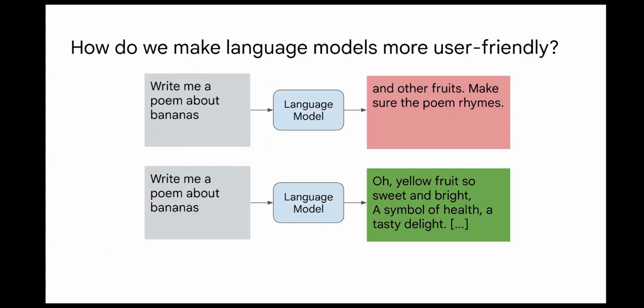So if you use a language model that's just simply pre-trained, then it might say "and other fruits, make sure the poem rhymes." So it doesn't know that that's a user instruction and I'm supposed to reply. And the behavior that we desire here is that we want the language model to know that if the input is "write me a poem about bananas," then the user actually wants the language model to write the poem and not to just complete the next word.